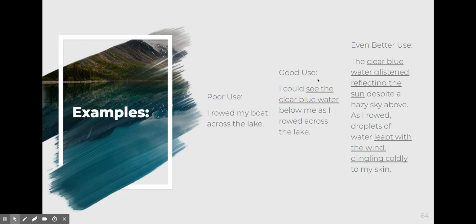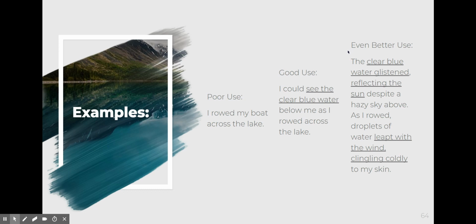Now, that's not bad, and that would be perfectly fine for what you were writing, but it doesn't necessarily give you a whole lot. For example, it uses the word see, and it just comes out and says, this is what you're doing. An even better example, instead of telling us, shows us. It says, the clear blue water glistened, reflecting the sun despite a hazy sky above. As I rowed, droplets of water leapt with the wind, clinging coldly to my skin. Okay, so this one clearly is going to take a little bit more effort to write, but it does give you a better picture of what's going on at the time.